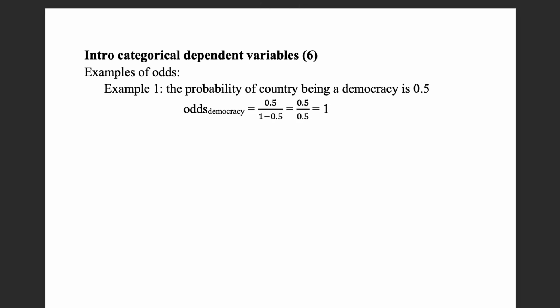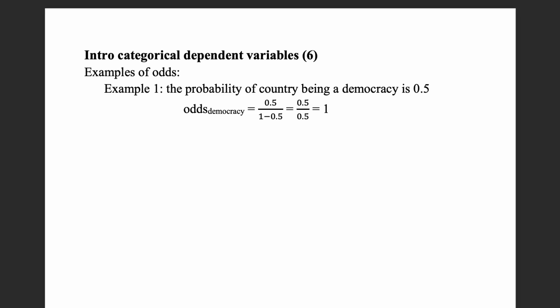Well, we know that the probability of being a democracy is 0.5. So the odds has to be 0.5 divided by the probability of not being a democracy. So 1 minus 0.5. In other words, that's 0.5 divided by 0.5, which works out to an odds of 1. So in other words, we can now interpret this 1 as indicating that the probability of a country being a democracy is exactly identical to the probability of countries not being democracies.